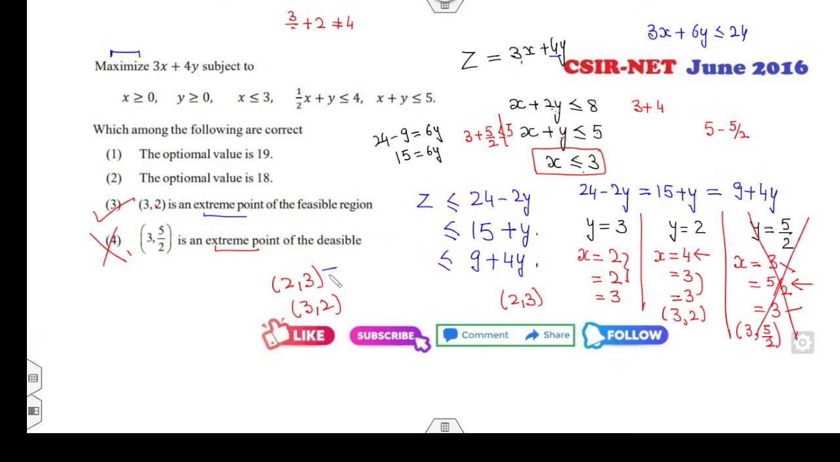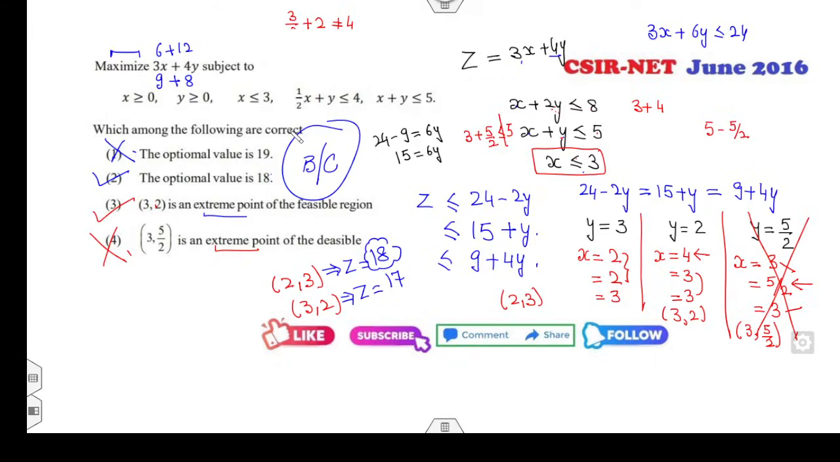Now you have the two cases, you can calculate the value of z. When it's 2 and 3, 6 + 12, 18, corresponding to (3, 2), 9 plus 8, 17. Maximum answer is 18, which is the correct answer. This 19 is the wrong answer. So that means B and C are the right answers of the problem.